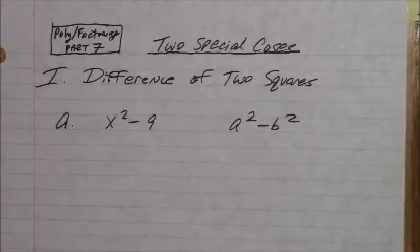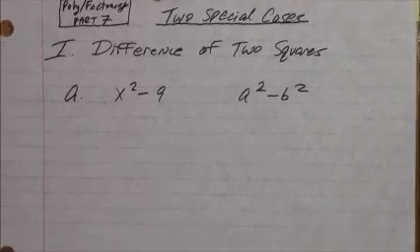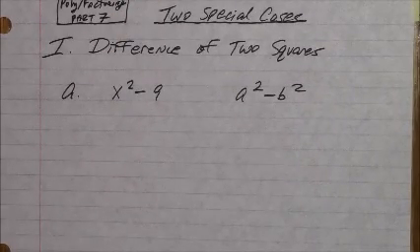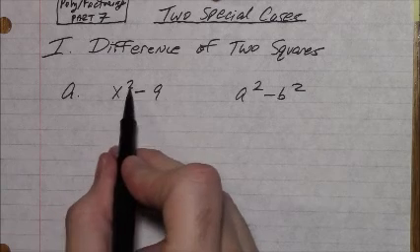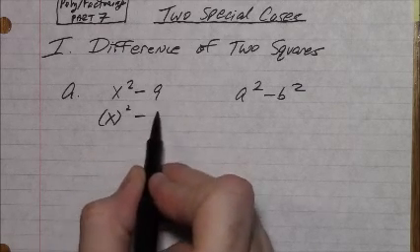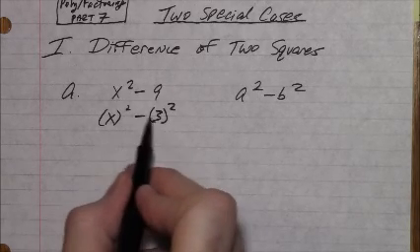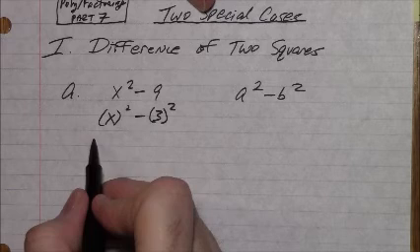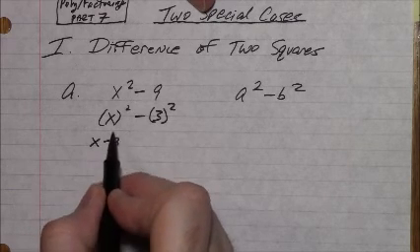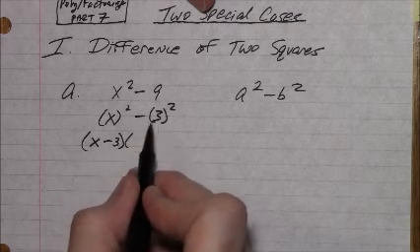This is factoring polynomials when it's the difference of two squares. I want to start off with these two examples. When we see x squared minus 9, what we actually see is x being squared minus 3 being squared. When you have that kind of situation, what you actually have automatically is this one minus this one and this one plus this one.